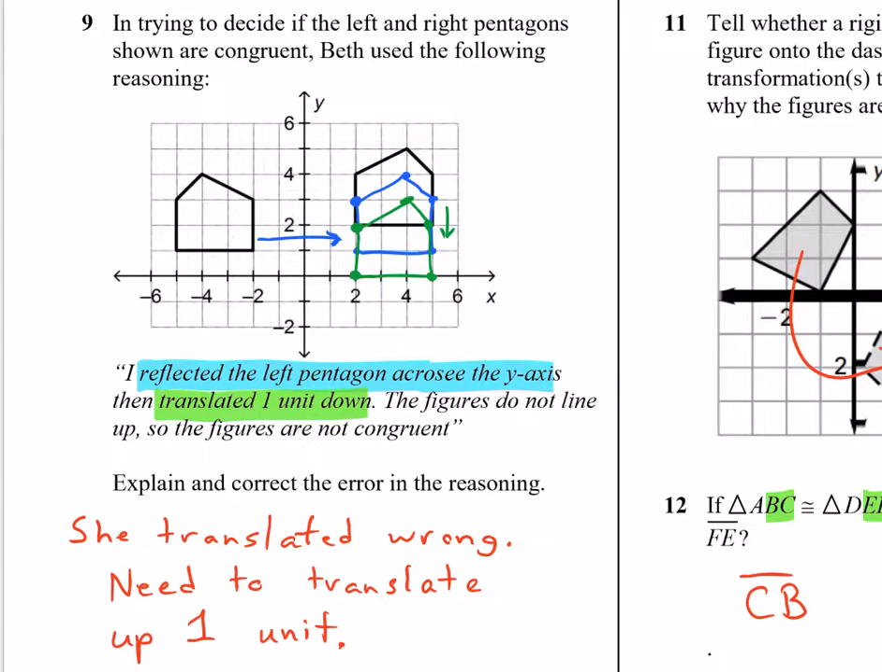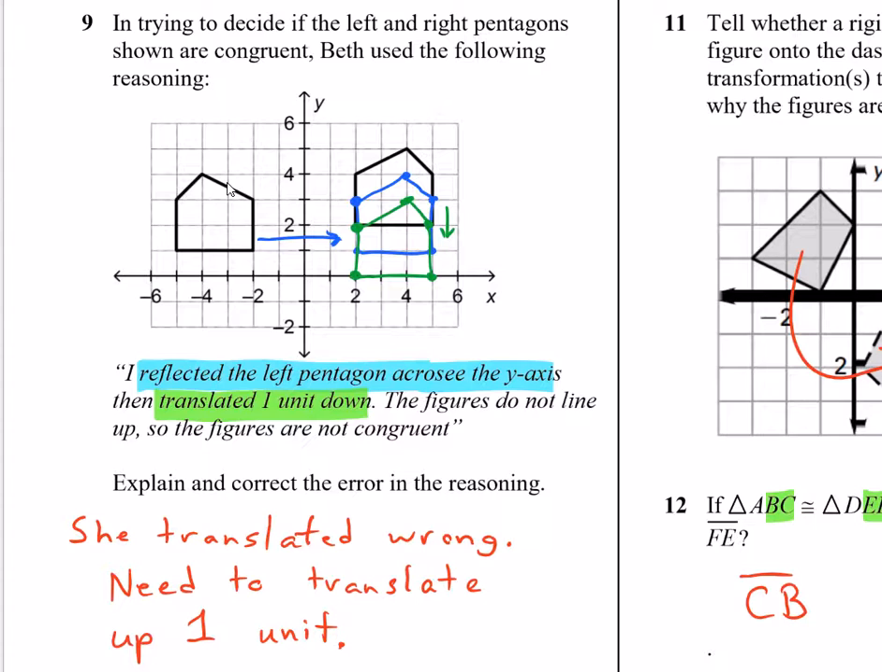Number 9, in trying to decide if the left and the right pentagons shown are congruent, Beth used the following reasoning. I reflected the left pentagon across the y-axis, then translated 1 unit down. The figures did not line up, so the figures are not congruent. Explain and correct the error in the reasoning. Okay, so here's what she actually did. She takes the figure, she does a flip, so we end up getting this blue figure here. Then she slides it down 1 unit, so we get this figure here. Those two, as she does describe, do not line up.